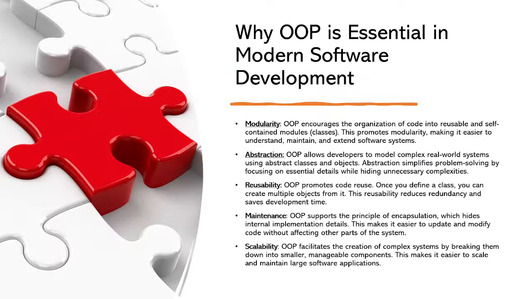So why is OOPS essential in modern software development? Modularity is the first main thing. What do you mean by it? You are splitting into separate modules. Say, for example, if you take a car, the accelerator part remains with one module.